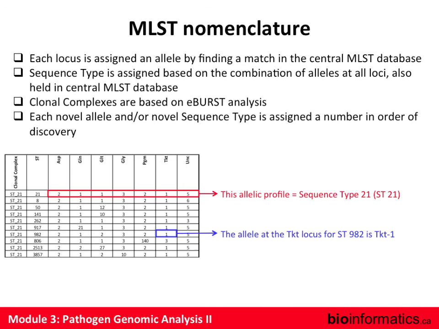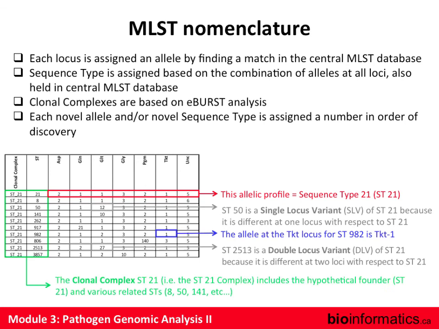I talked about SLVs, right? They have one difference in one of the genes. So, do not conflate difference with the number of nucleotide substitutions, because there may be multiple substitutions, but at the end, all that matters is that it's not a match. If it's not a match, then it's a one-digit mismatch, and that's all that counts. It could be 50 nucleotide mismatches. We don't care. We collapse it to one difference. I talked about DLVs. And as I said before, the clonal complex is a group of related sequence types that are all quite similar but not identical. And the BURST analysis tries to identify the central sequence type of a bunch of related sequence types.